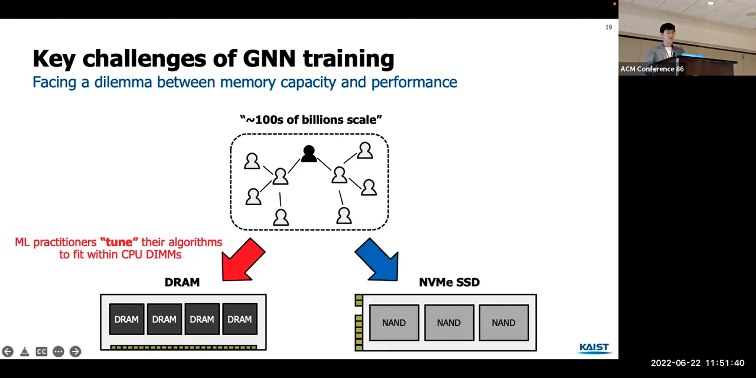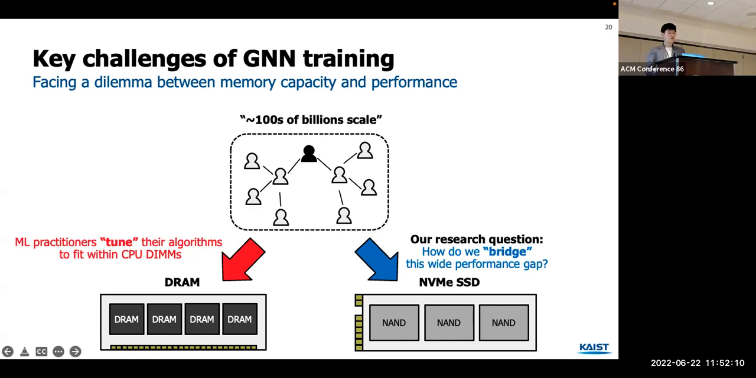As an alternative, the challenge of memory capacity limited GNN training can be solved by NVMe SSDs, but we know that there is a large performance gap between DRAM and NVMe SSD. In this work, we focus on exploring the feasibility of non-volatile memory solution for large-scale GNN training with the questions: how much the performance gap is and how we could bridge it.